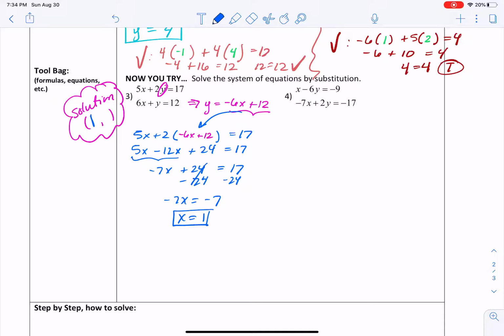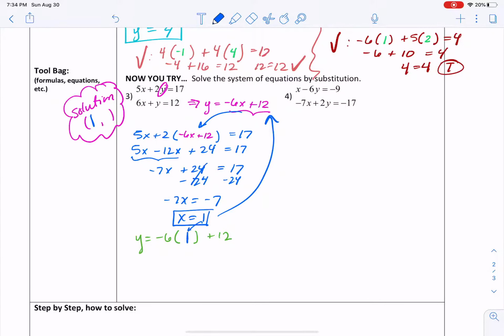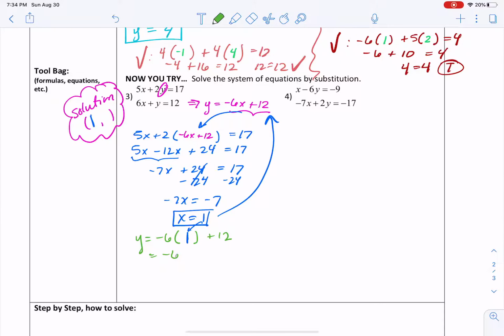So then we have to take this value and plug it into here. So then I have y equals negative 6 times something plus 12. I know that the x has to go here, so that's 1. That's negative 6 plus 12. That's 6. Y is 6.